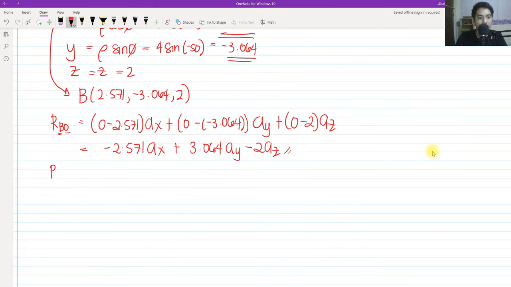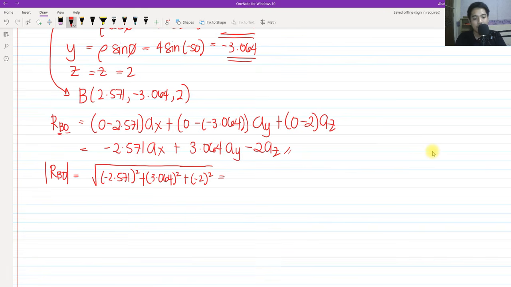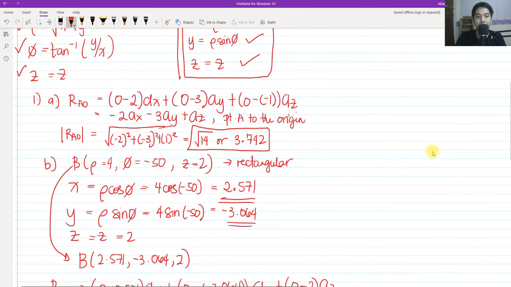So, how do we get the distance of that point to the origin? Just get the resultant or the magnitude. So we have negative 2.571 squared plus 3.064 squared plus negative 2 squared. The answer in 3 decimals should be 4.472. So that's the distance from point B to the origin, just like what we did on the first one.